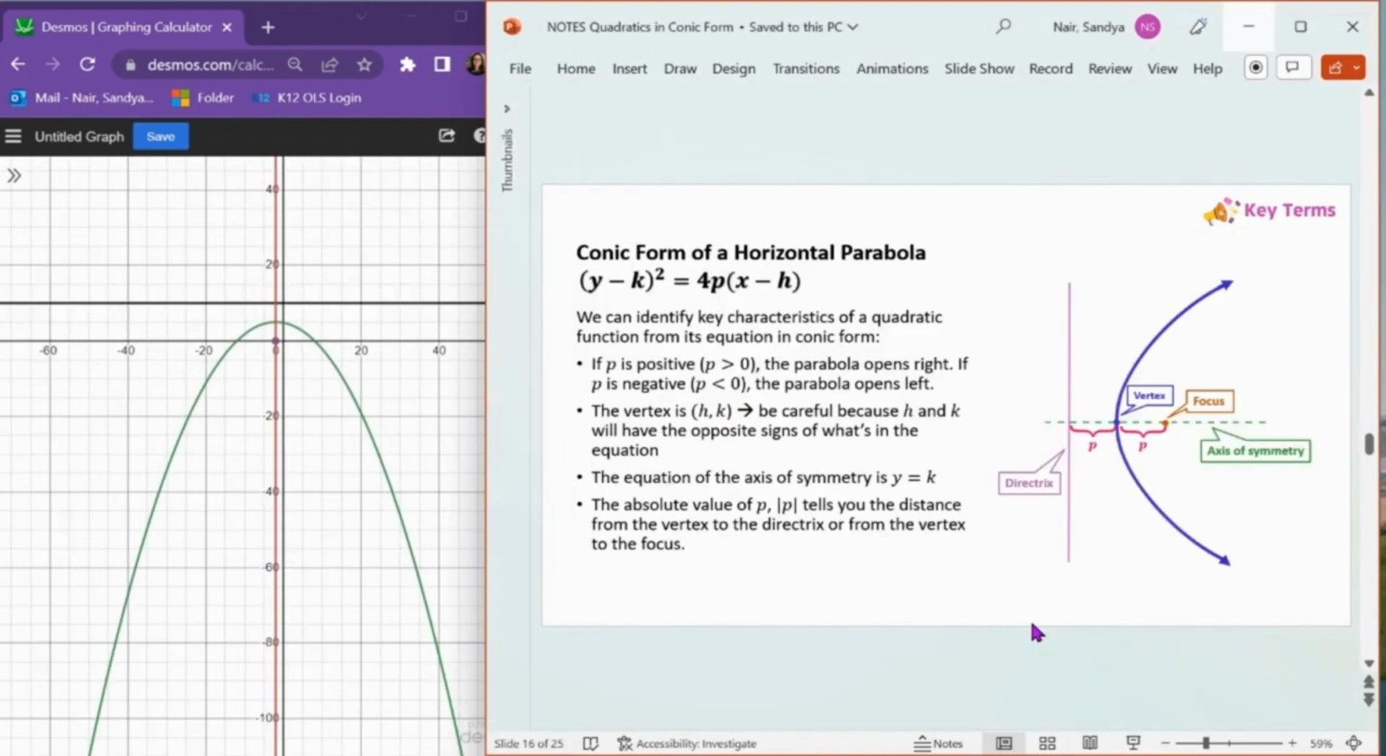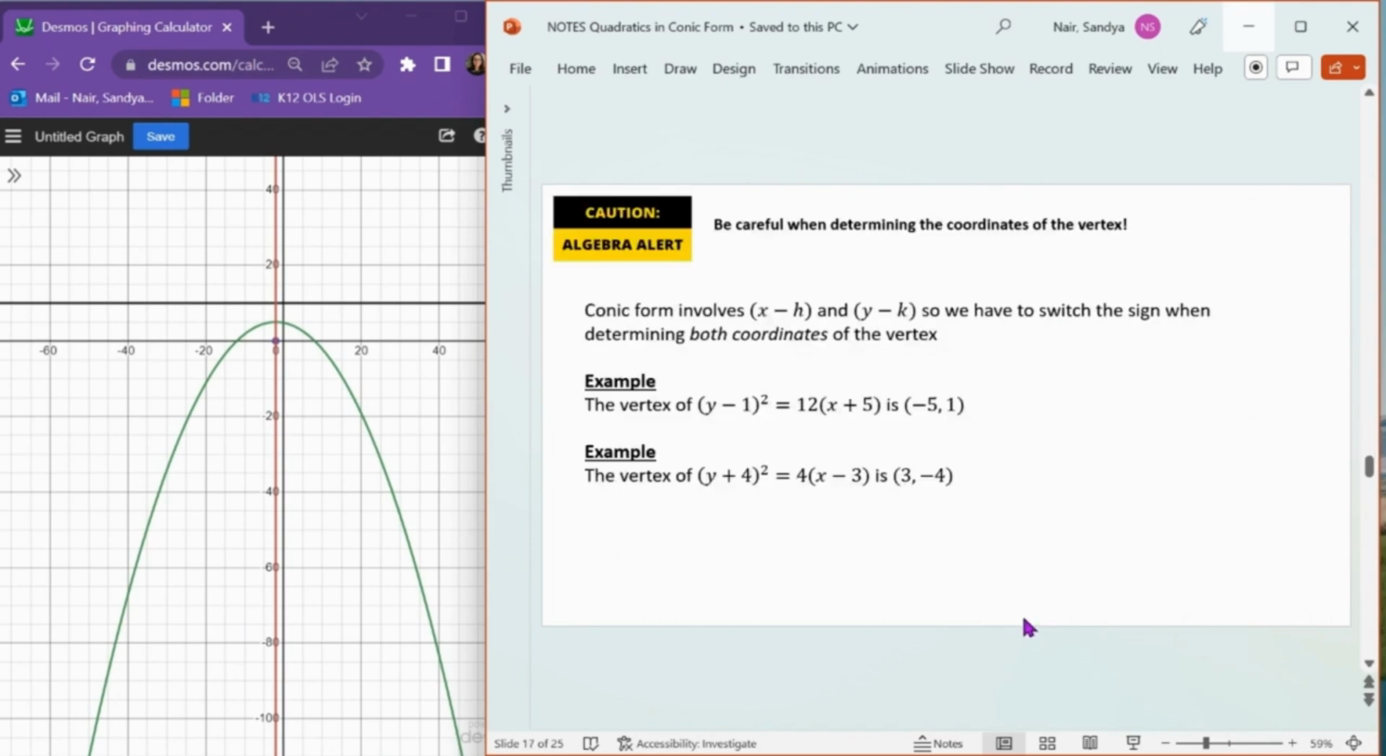So we can also graph horizontal parabolas in conic form. Once again, we can identify the key characteristics from the equation. If p is positive, the parabola will open right. If p is negative, the parabola will open left. The vertex will be located at (h, k), and once again, we have to be careful because h and k will have the opposite signs of what's in the equation. The equation of the axis of symmetry will be y equals k, and then the absolute value of p will once again tell us the distance from the vertex to the directrix or from the vertex to the focus. So once again, remember to be careful when determining the coordinates of the vertex.